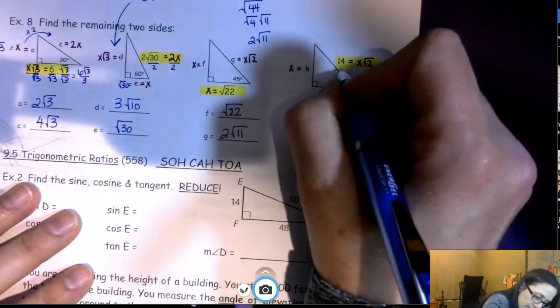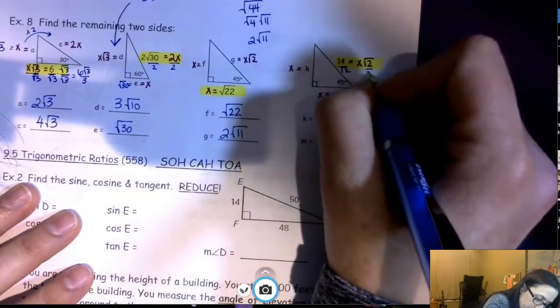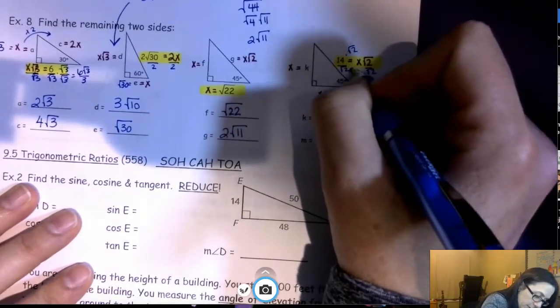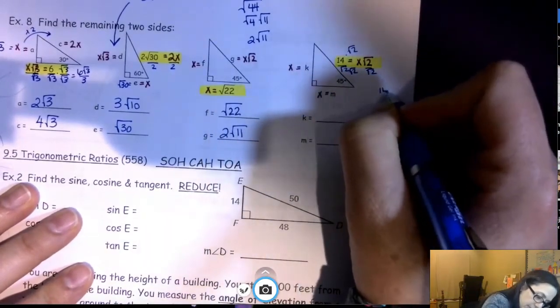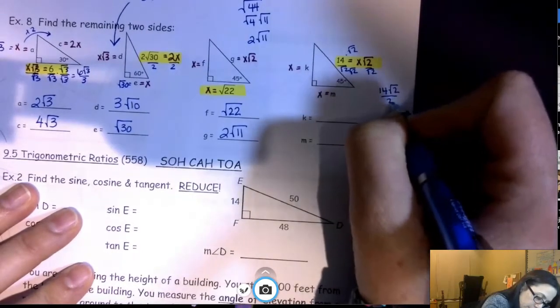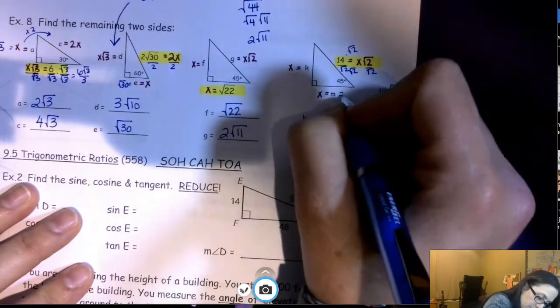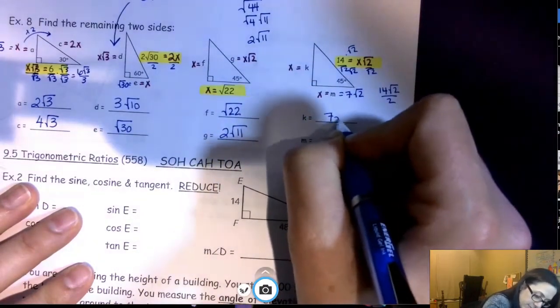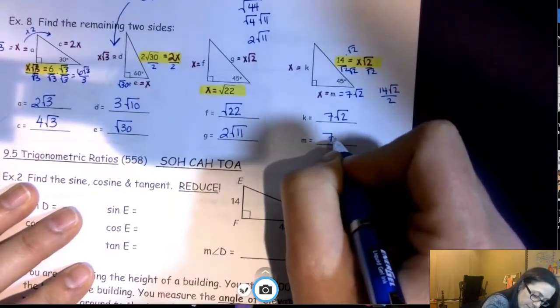Here I'm going to divide both sides by root 2. And then I'm going to have to rationalize the denominator. I don't have a lot of room. So I have 14 root 2 over 2, which means I'm going to get 7 root 2 here and there, because they have to be the same.